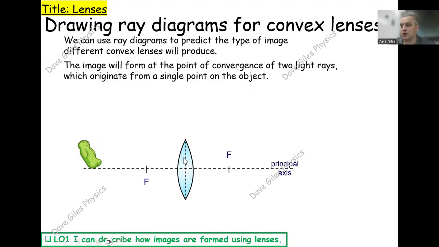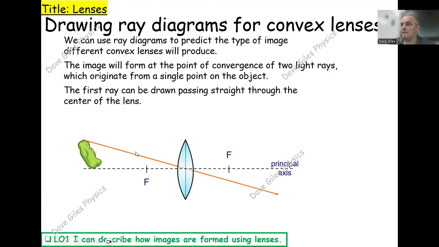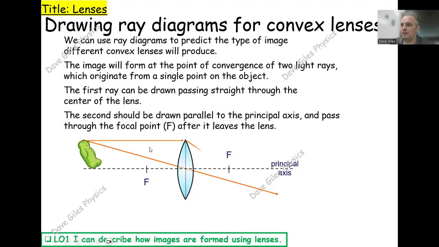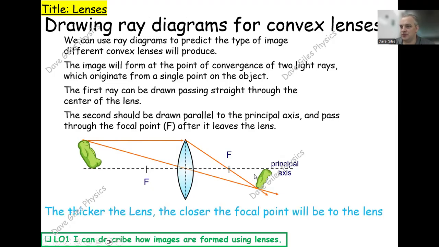This is not going inwards like a concave, so this is a convex lens. And you do one ray going from the top of the object through to the center of the lens, like this. Then you do another one going from the top of the object straight ahead to the lens, and then down towards the focal point here. And where these two rays meet is where the image will be formed. So the thicker the lens, the closer the focal point will be to the lens as well. That's a little something to add for your knowledge.